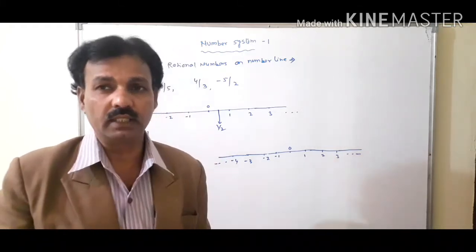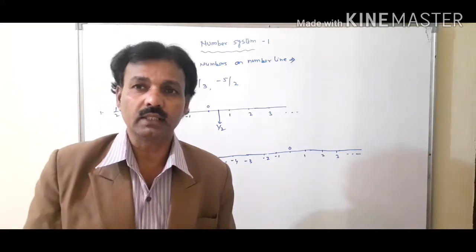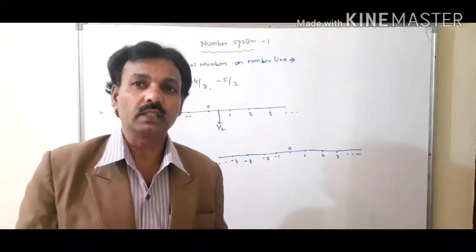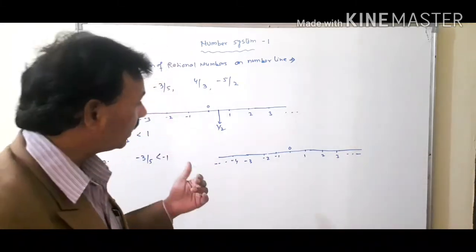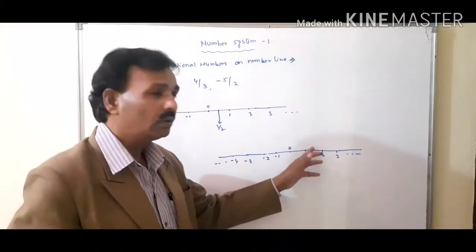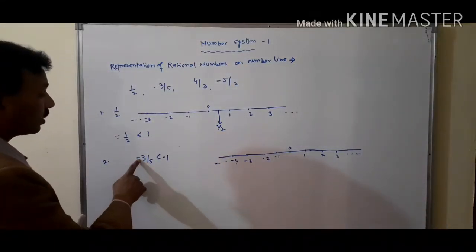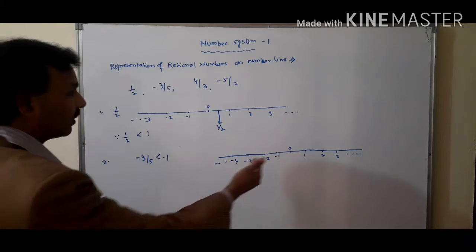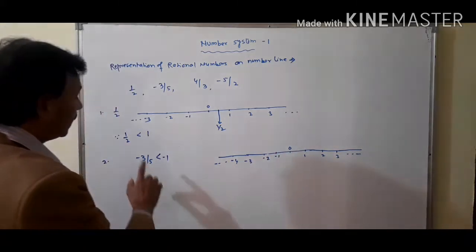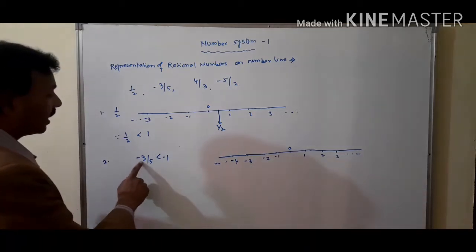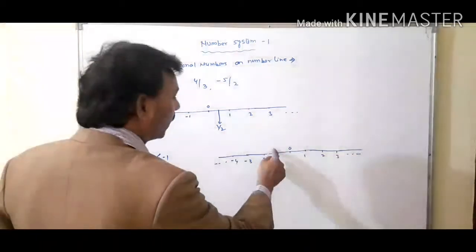If that number is negative, then it lies between 0 and minus 1, and if the number is positive, then it lies between 0 and positive 1. Since this number is negative, it will lie on the left side of 0, and since its value is also greater than minus 1, this number lies between 0 and minus 1.